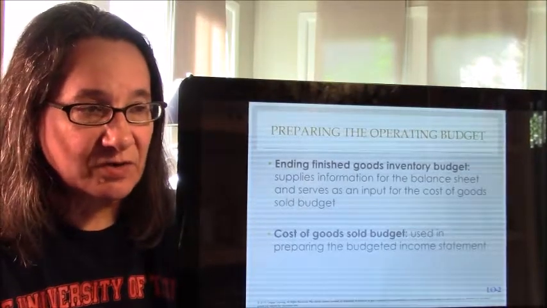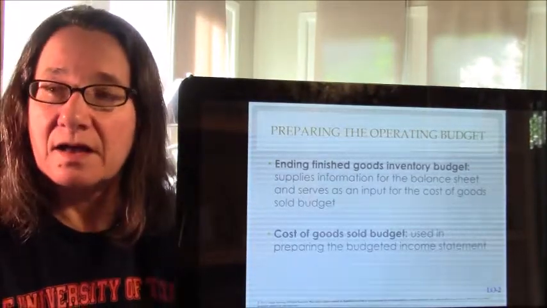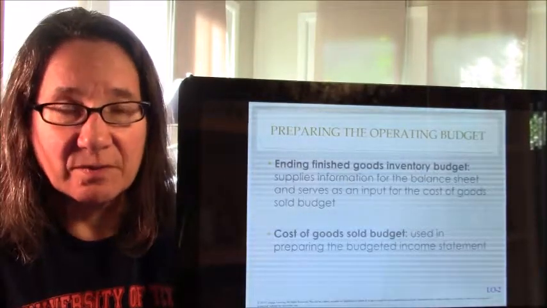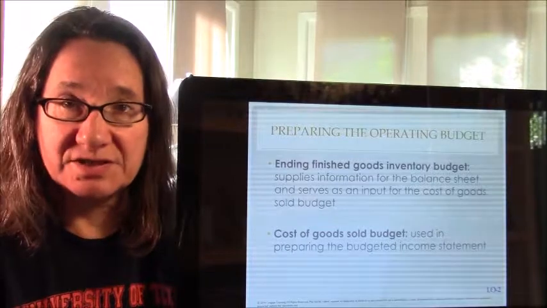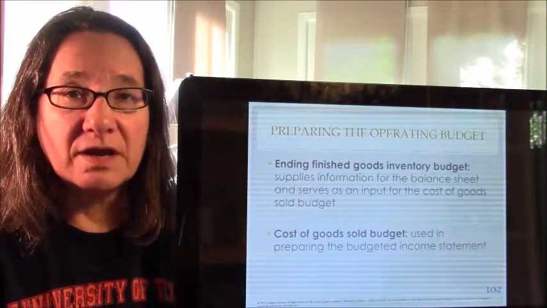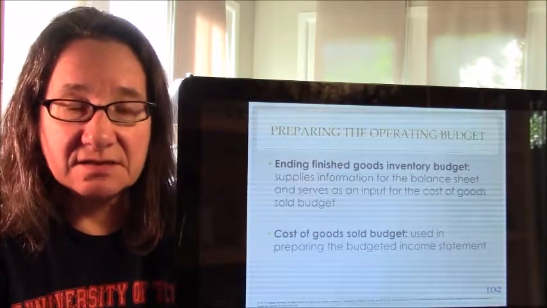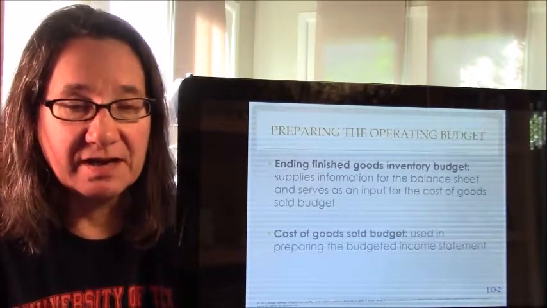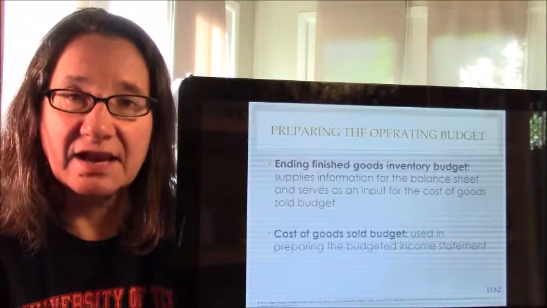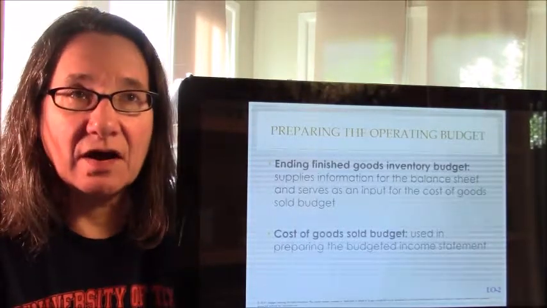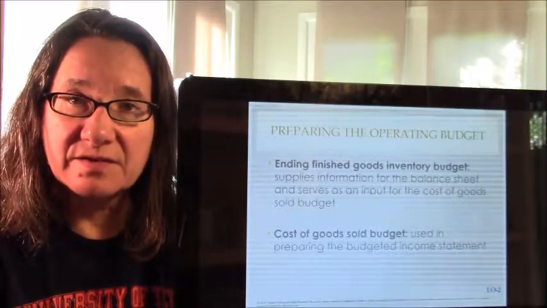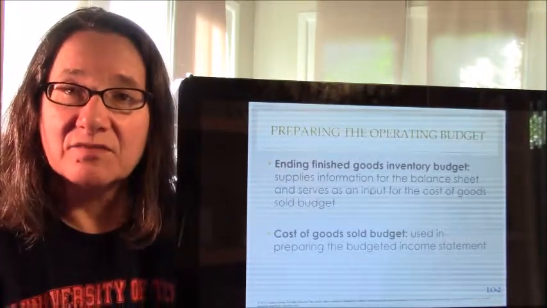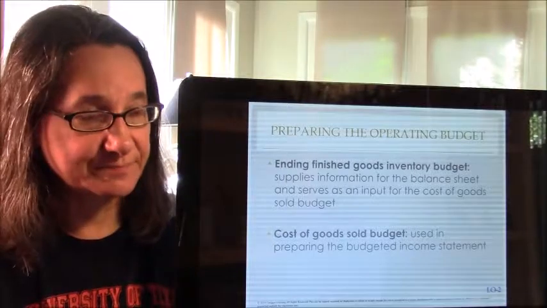Ending finished goods inventory, right? So merchandise inventory or finished goods inventory, goods available for sale, however you're going to call it, has to go on the balance sheet, right? So at the end of your budgeting, when you figured out how many you're going to sell, so how many you're going to make, so how many you'll have left at the end, you'll have to figure out a cost per unit, apply it to that ending inventory. So now you have your inventory for the balance sheet at the end of the period.